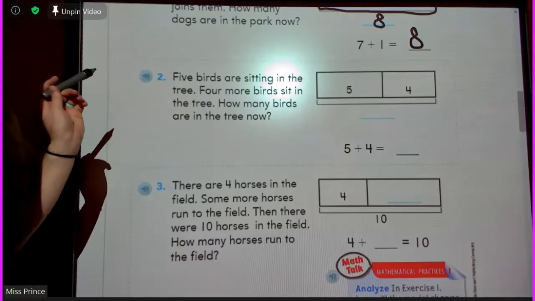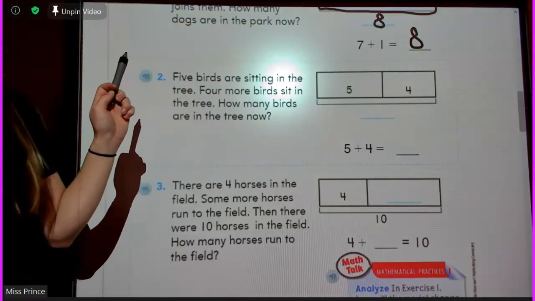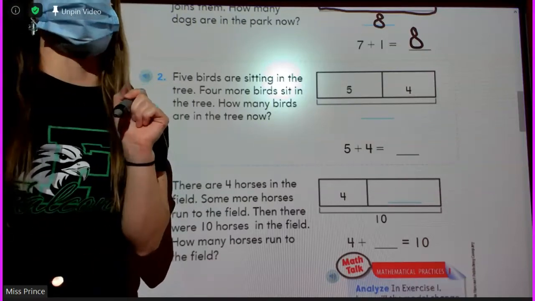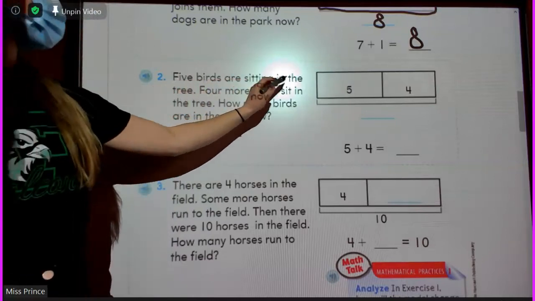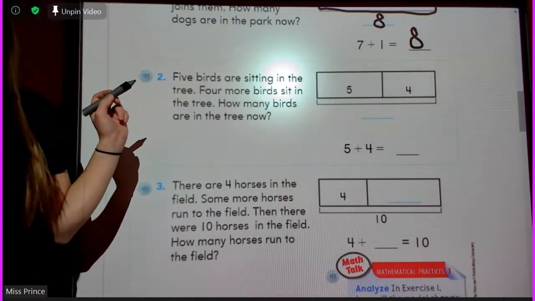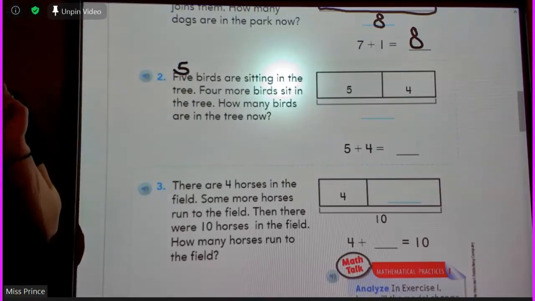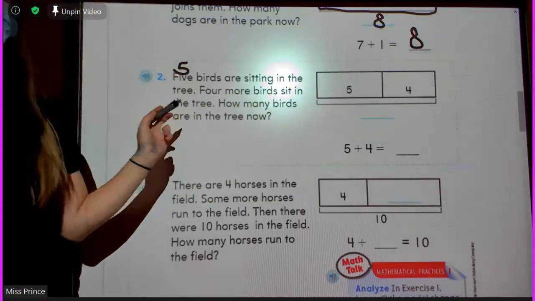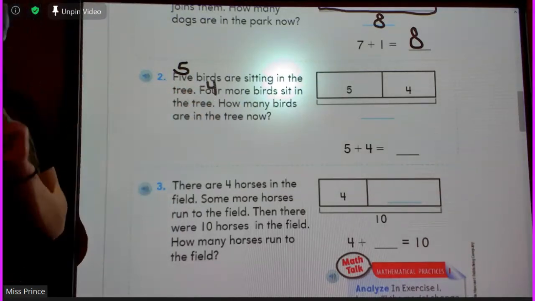Ooh, this one's a bit tricky. This one they wrote the word out instead of writing the number. So I'm going to write the number above the word. Can you guys do it with me? 5 birds are sitting in the tree. How many? 5. So let's put a 5 right here. 4 more birds sit in the tree. How many more? 4. So above the word 4, I want you to put a 4.